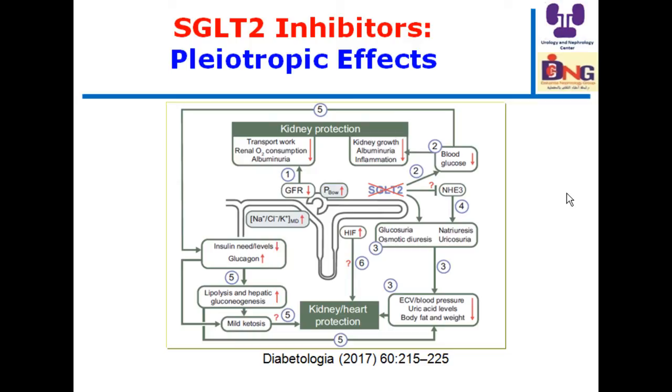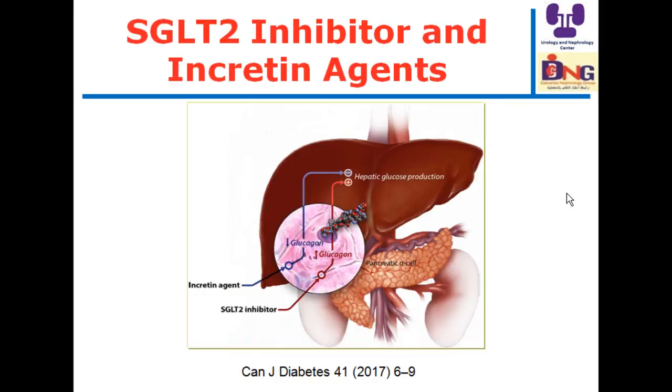Again, this is a repetition. You can follow the arrows and the action. So sodium glucose cotransporter 2 inhibitors have pleiotropic effects that I explained to you. This is just to concentrate on glucagon. Sodium glucose transporter inhibition will lead to increased glucagon that may be suppressed by combination therapy with incretin mimetics or with DPP4 inhibitors.